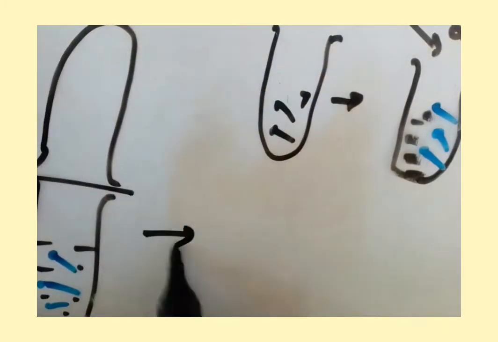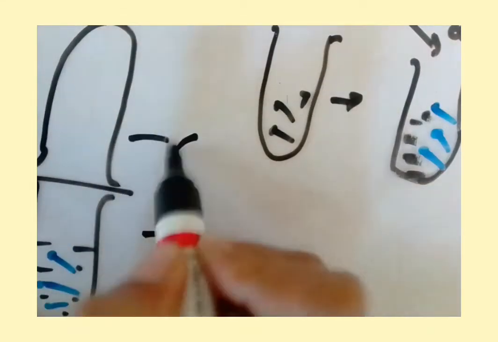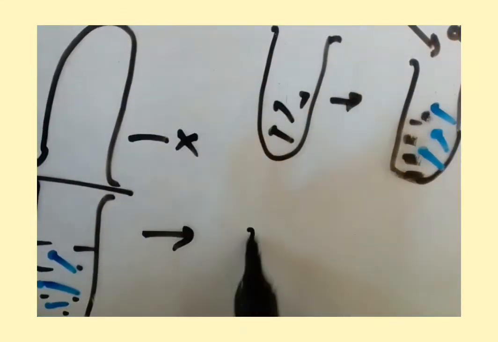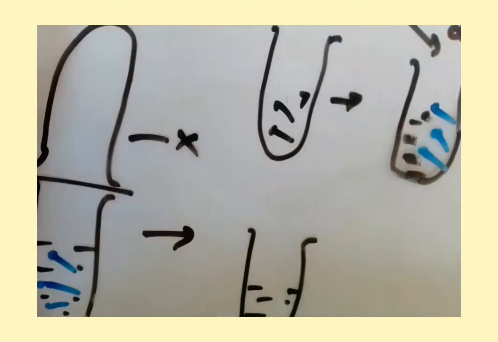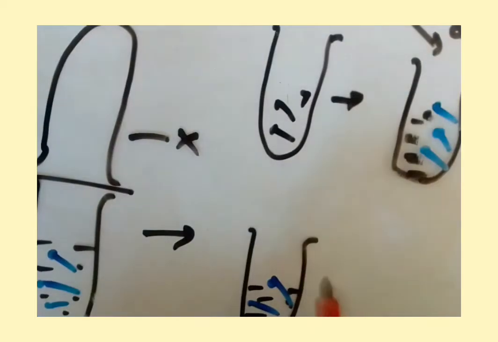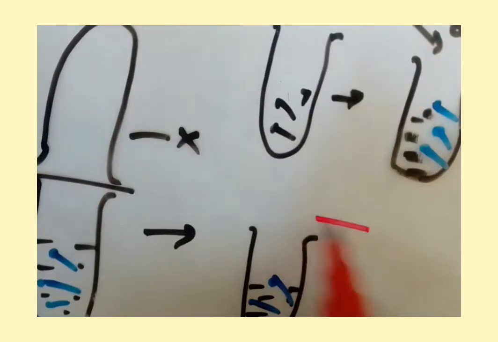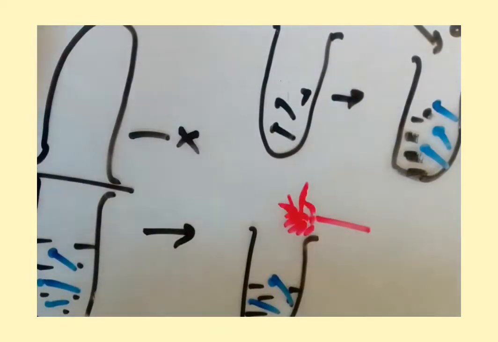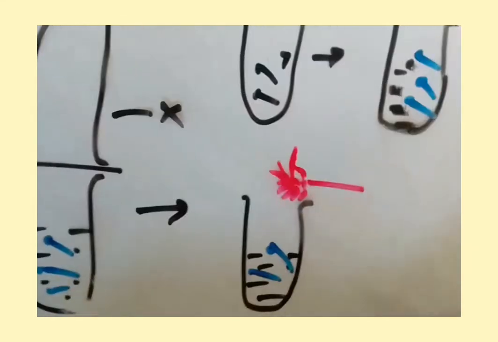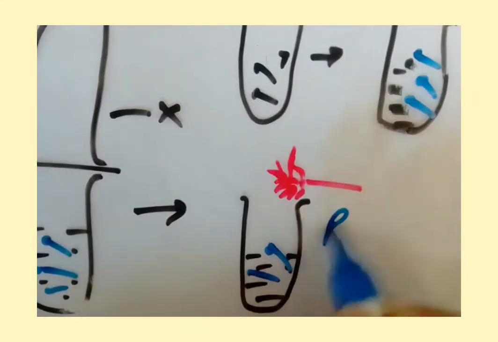Then what will happen? After some time, we will remove this one and here we will bring one burning splinter. Splinter means thin piece of wood. Here flame is there, right, indicating the flame. So what will be here? Here a popping sound will be produced.